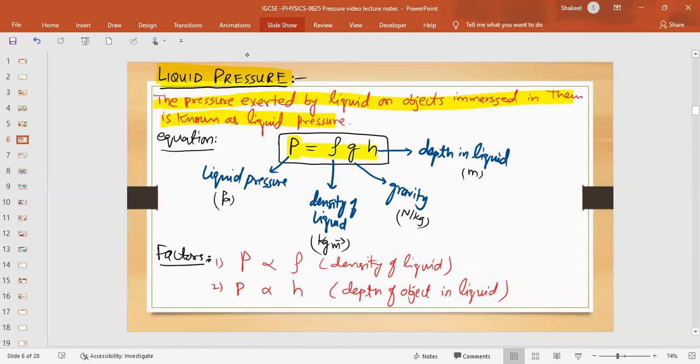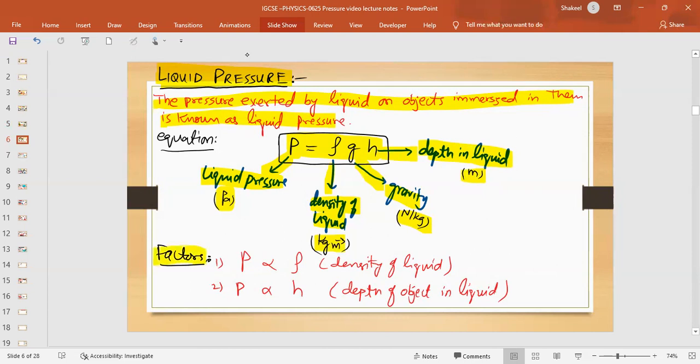And its equation is P equals rho GH, where P is the liquid pressure symbol, its unit is Pascal. Rho is the density of the liquid symbol, its unit is kilogram per meter cube. G is the gravity, which is measured in Newton per kilogram, and H is the depth in the liquid that is measured in meters, like how deep the object is inside the liquid.